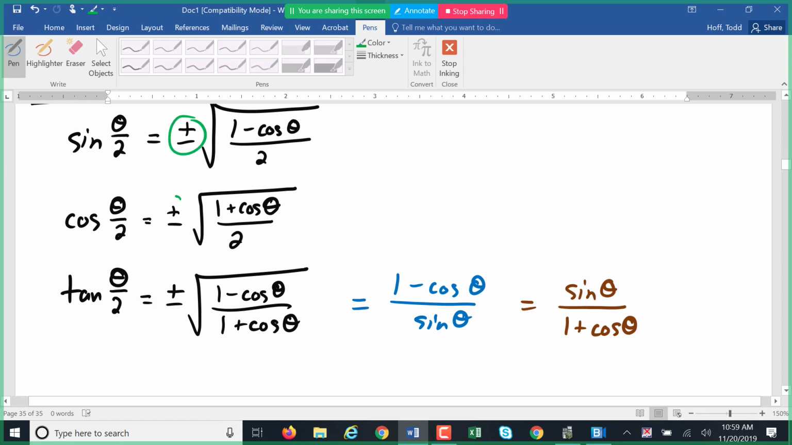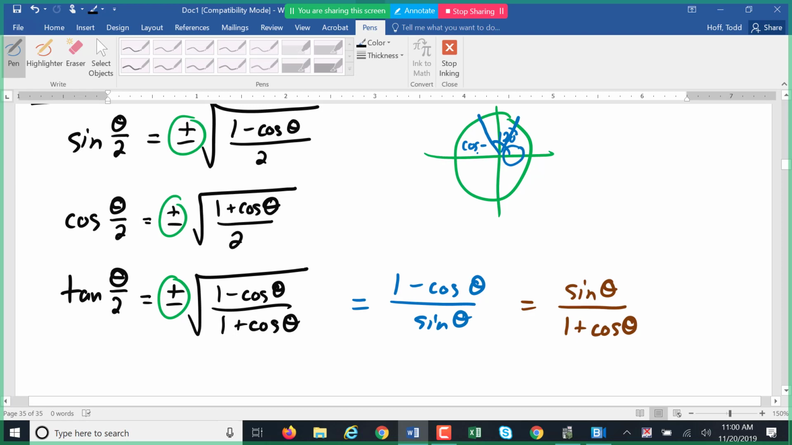Now I should explain the plus or minus in front of each of these. That doesn't mean there's two different values. There is only one value, but the formula doesn't give the correct sign. It gives the correct numerical value, the absolute value of that function. You have to decide positive or negative based on what quadrant of the unit circle that angle ends up in. So if theta is 120 degrees, well, over here, cosine is negative. But half of that, 60 degrees over here, cosine is positive. So we're going to use the positive value.